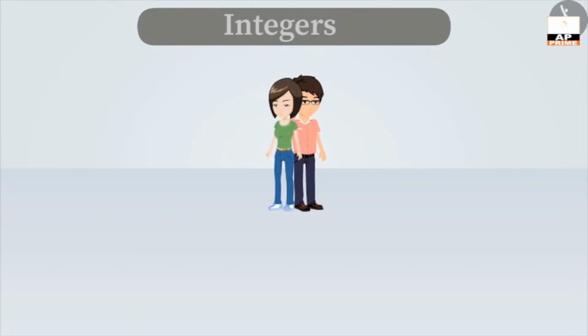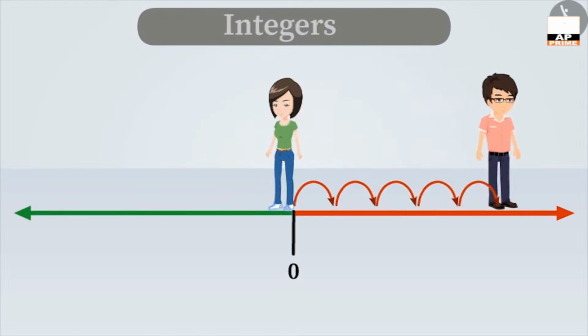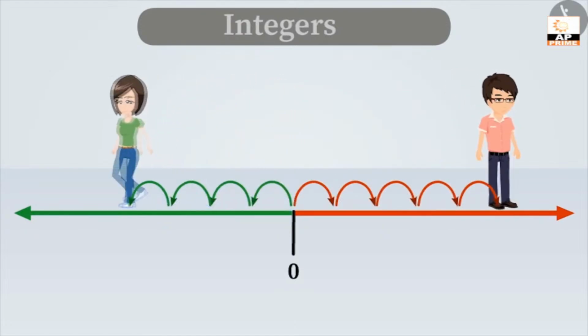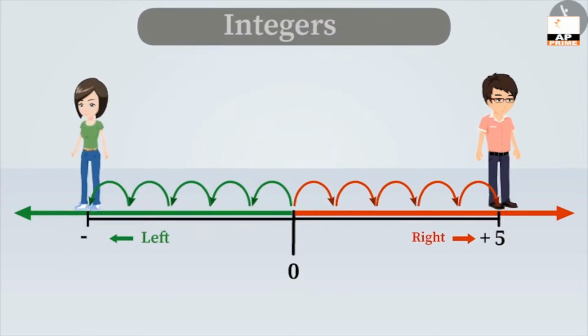Let's suppose Rahul and Ruchika start walking in opposite directions from a point, say 0. Rahul walks 5 steps towards the right from 0 and Ruchika walks 5 steps towards the left. How would you represent their distance from the initial point 0? Think about it. You are right. The steps towards the right are shown by a positive sign and those towards the left are shown with a negative sign. Therefore, Rahul has taken 5 steps and Ruchika has taken minus 5 steps.